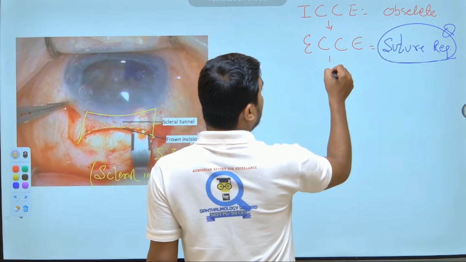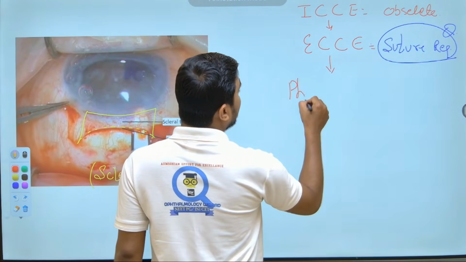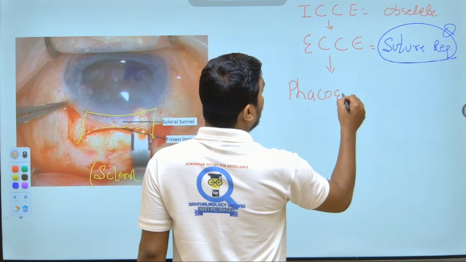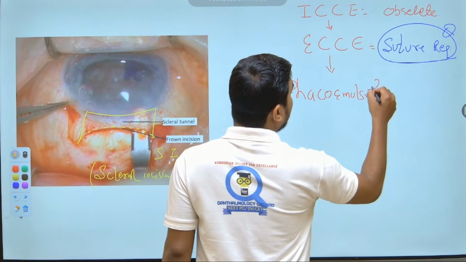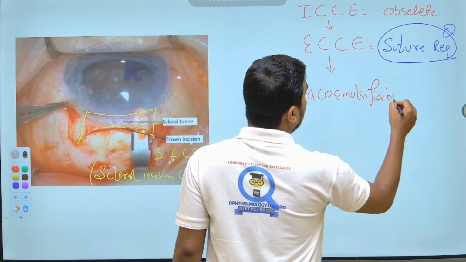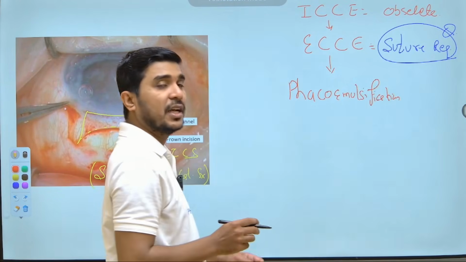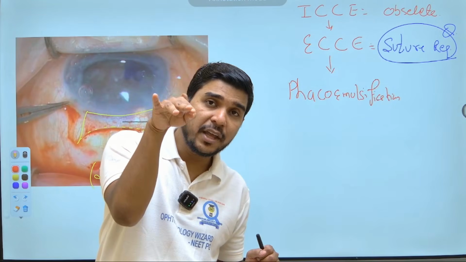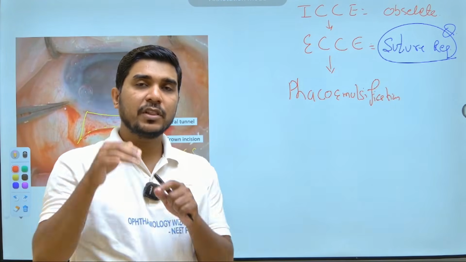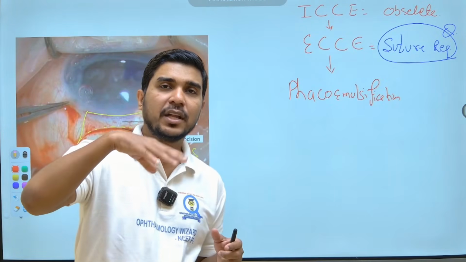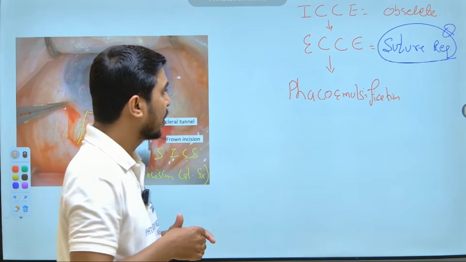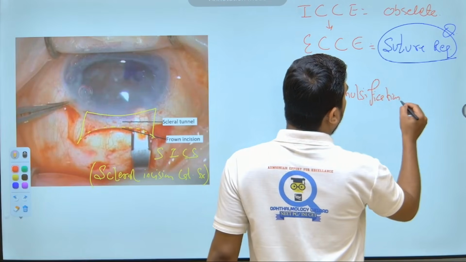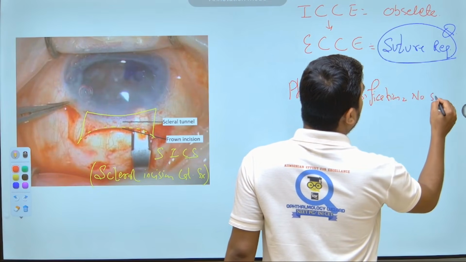After this improvement, there comes phacoemulsification. In this surgery, we make a very small incision in the cornea, and with the probe, we do the cataract surgery. So, no suture required.